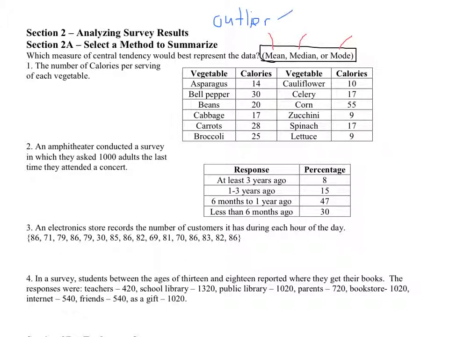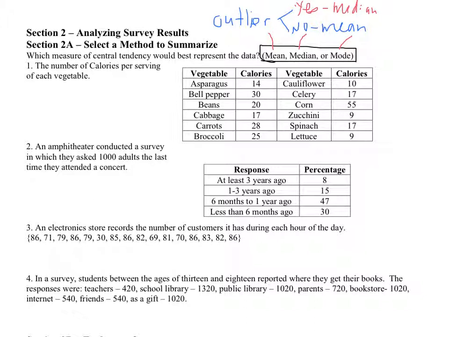Now if there is no outlier, then we can use the mean. That's a good measure of center. If there is an outlier, then because of that, we will use the median, because outliers affect the mean. It pulls it in a direction more so than it should.